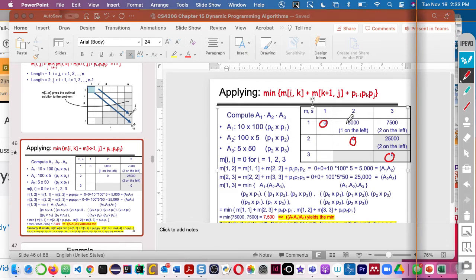Okay, now let us see that. This is this part of the algorithm. We are coming to the algorithm later. So for i equal to 1, 2, 3, m[i][i] equal to 0. That is m1,1 equal to 0, m2,2 equal to 0, m3,3 equal to 0. So this statement is done. Now m1,2.